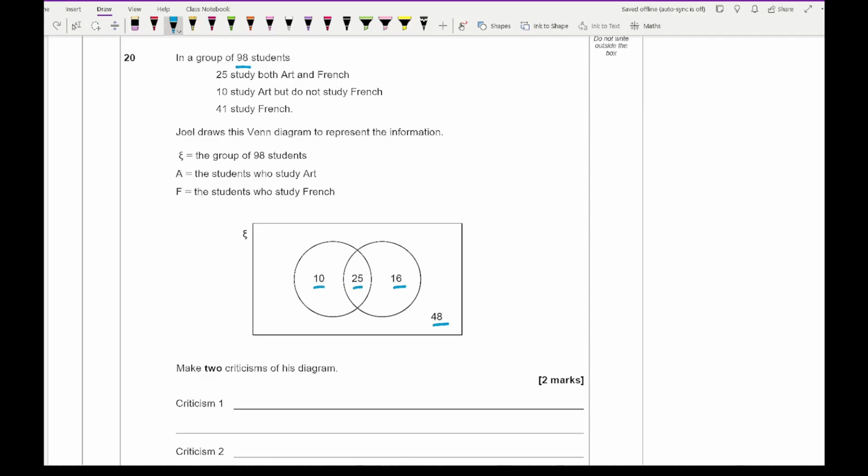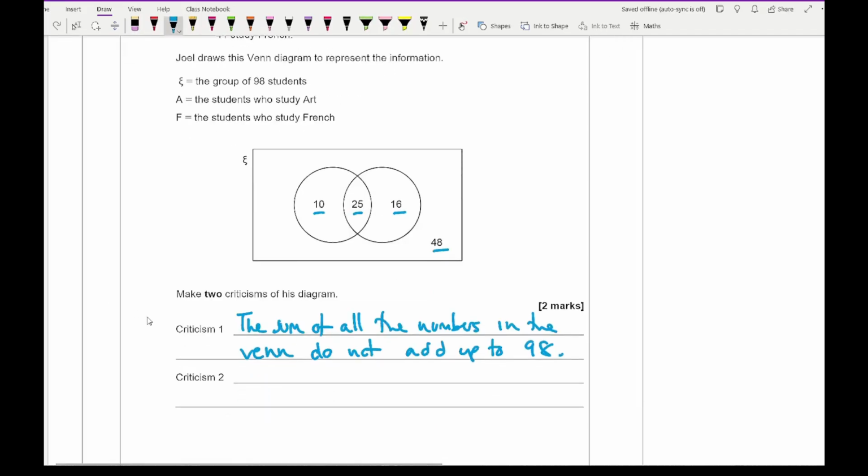So the first criticism is that the sum of all numbers in the Venn diagram do not add up to 98. And the second criticism is that the Venn diagrams or the circles aren't labeled. So the circles or the groupings not labeled, because which one's French and which one's art?